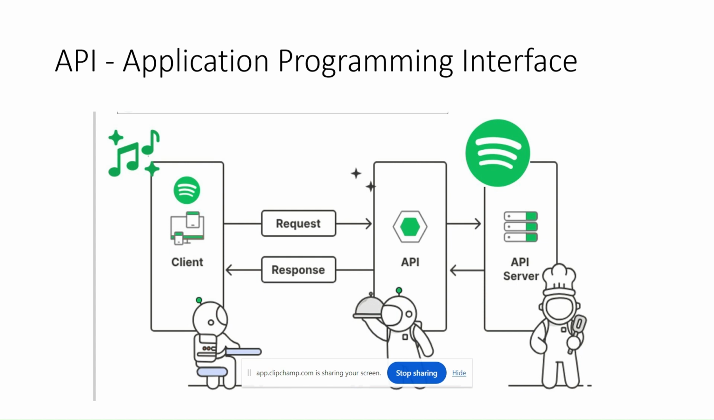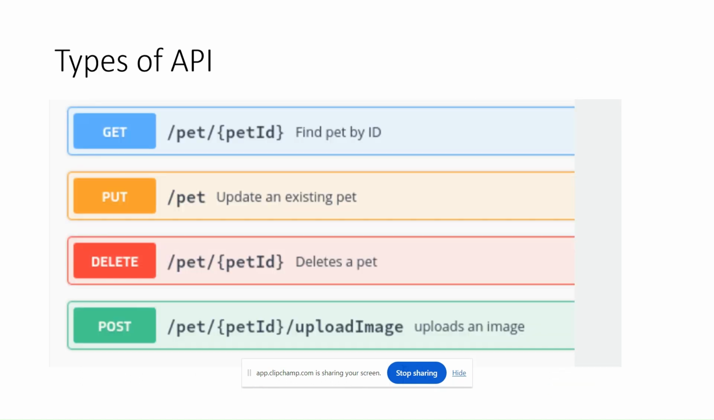See here, coming to this example, the client is giving a request to the API. The API is giving a request to the API server. The API server is nothing but the database. The database gives a response to the API, and the API gives a response to the client. So here the API is the server and the API server is the database. This is the basic thing: we give a request and get a response. So, request and response, two things.